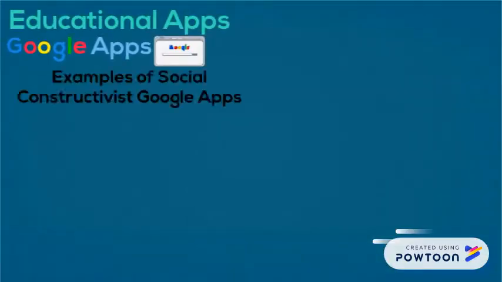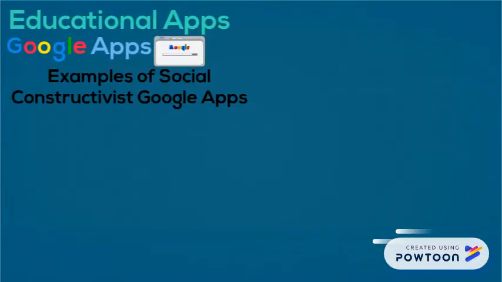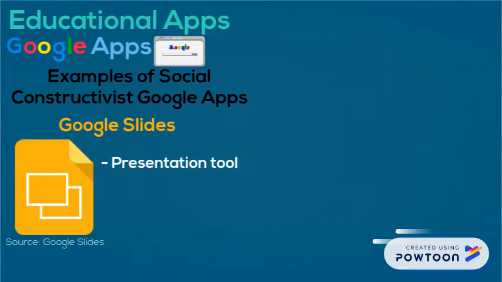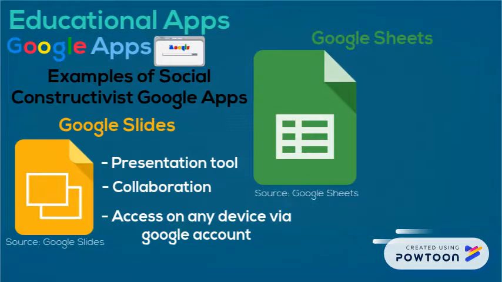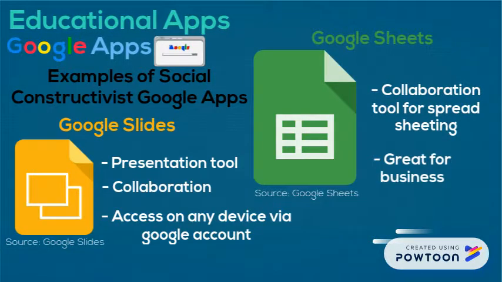Next is Google Apps. Examples of social constructivist Google apps suited for business are Google Slides. It's a presentation tool with collaboration that can be accessed anywhere via a Google account. And Google Sheets. It's a collaboration tool for spreadsheeting that's great for business.